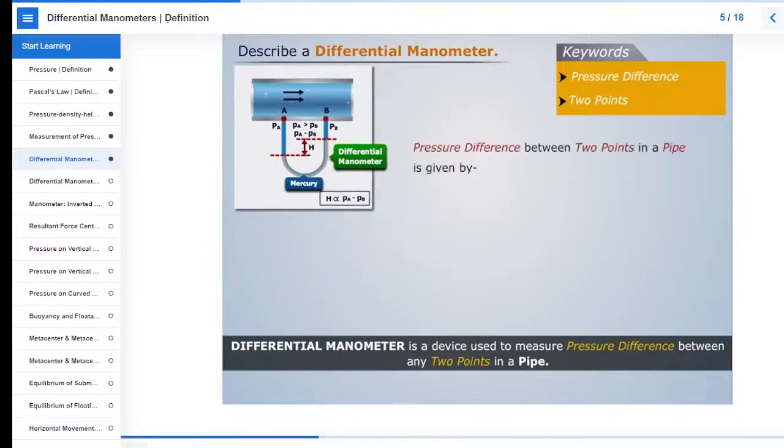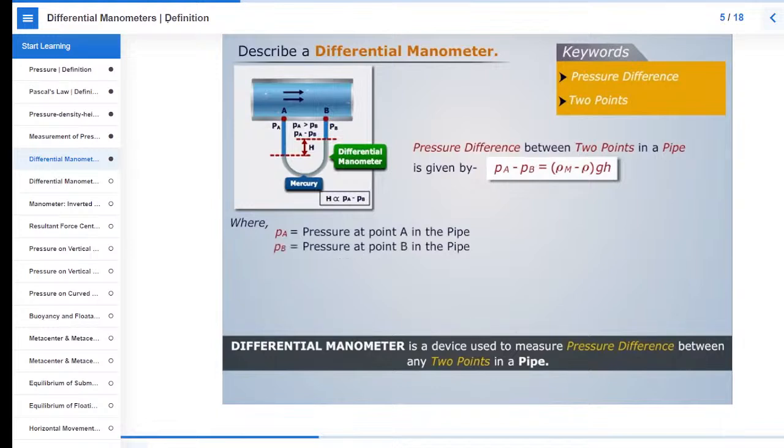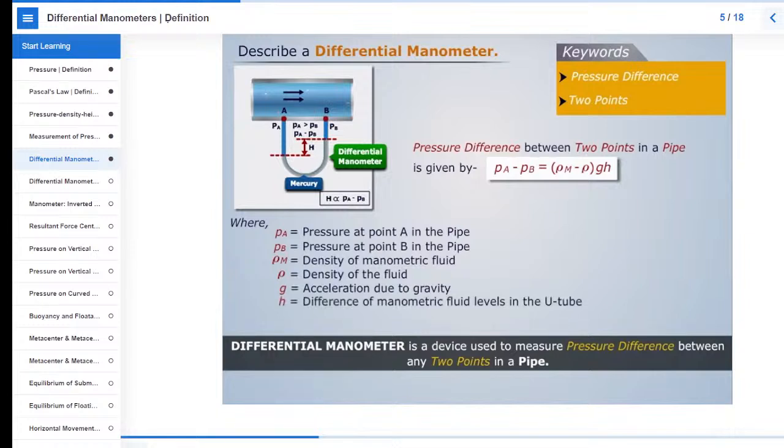Thus, the pressure difference between 2 points inside a pipe is given by the formula, where PA is the pressure at point A in the pipe, PB the pressure at point B in the pipe, rho m the density of manometric fluid, rho the density of the fluid, g the acceleration due to gravity, and h the difference of manometric fluid levels in the U-tube.